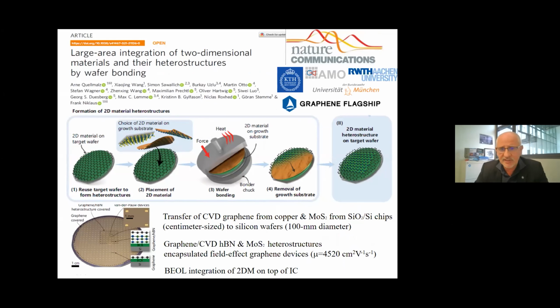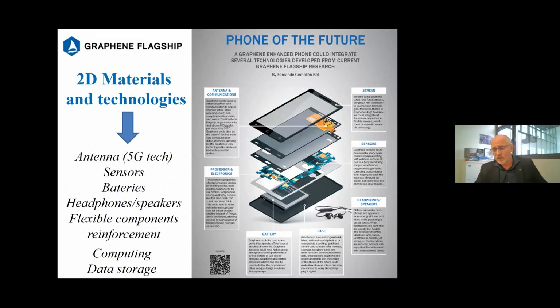So co-integrating graphene with boron nitride and transition metal chalcogenide, for instance. This consortium has already demonstrated that this is possible and compatible with what we call the back end of the line integration for integrated circuits. If you think about the smartphone of the future, you might see that this two-dimensional material might become a really invasive material in this technology.